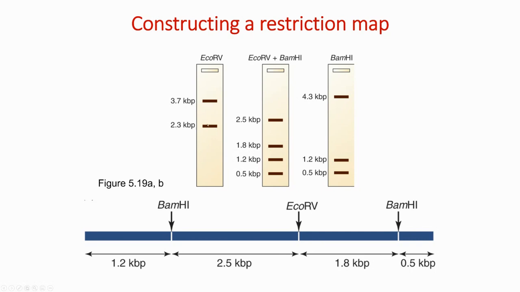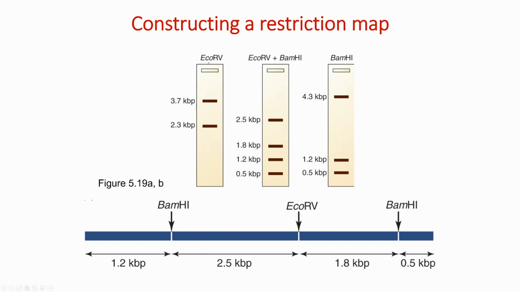Therefore, we know that there will be one cut site of BamHI within this 2.3 kb fragment, and another cut site within the 3.7. Okay, and then you perform another single digestion, so you see 0.5, 1.2, 4.3, and so you know that 1.2 and 0.5 must be at both ends, and this 4.3 must be in the middle, right?